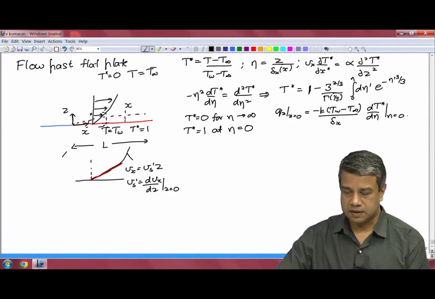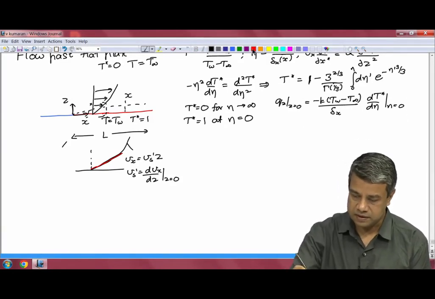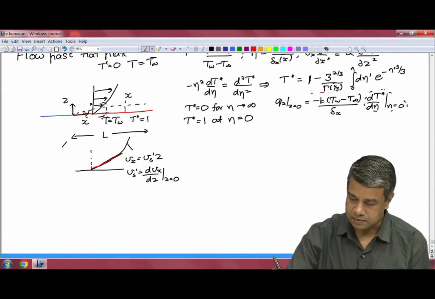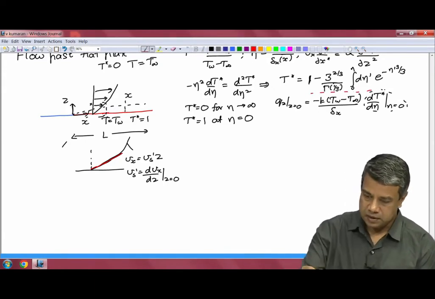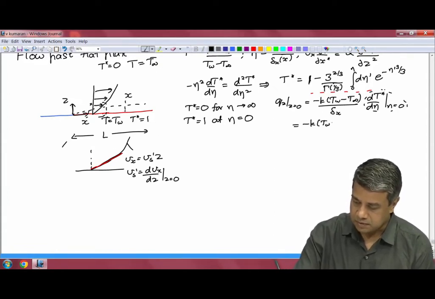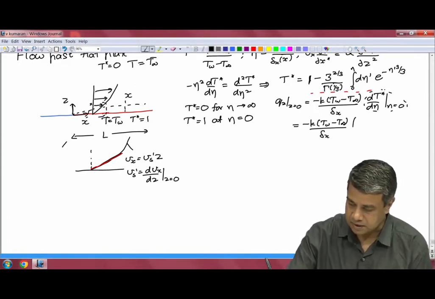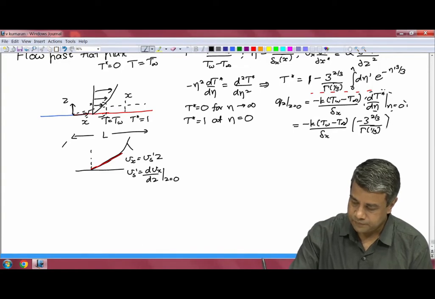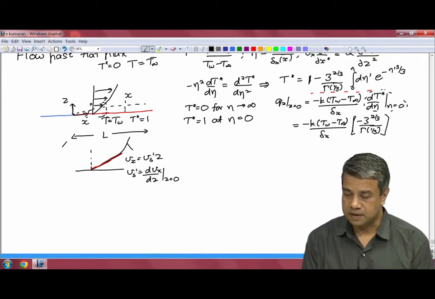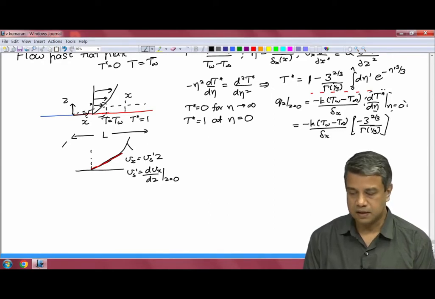And if you recall, I had shown you that the value of the temperature gradient at the surface was calculated from the equation for the temperature that I had. From that I got the heat flux as minus k into (Tw minus T infinity) by delta x, into a plus sign, into 3^(2/3) by gamma of 1/3. That was the final solution for the temperature field in terms of the variable eta, and from that the heat flux.